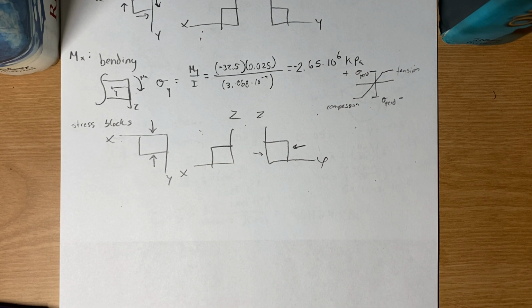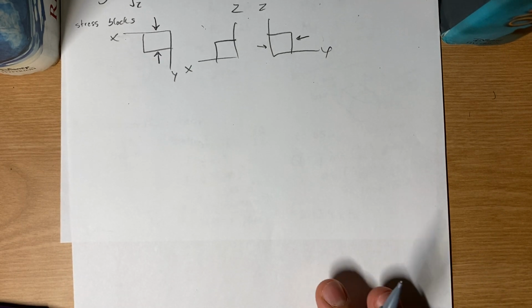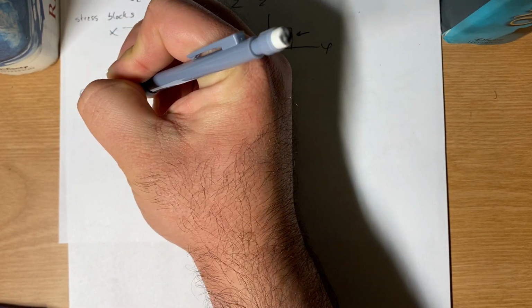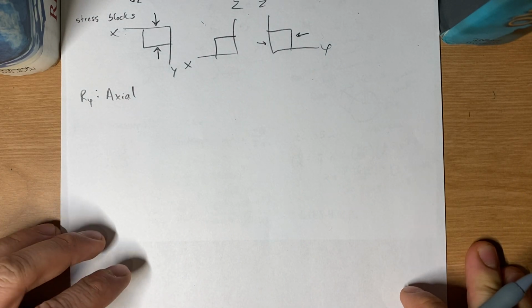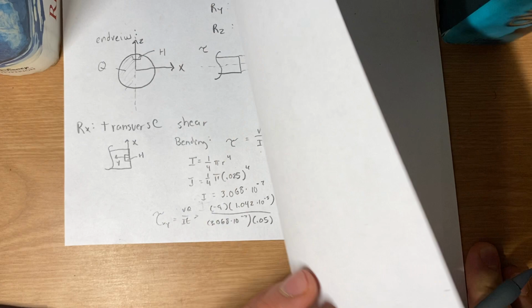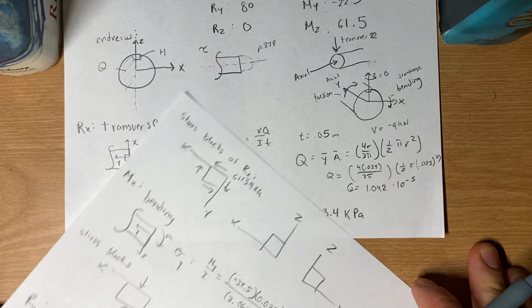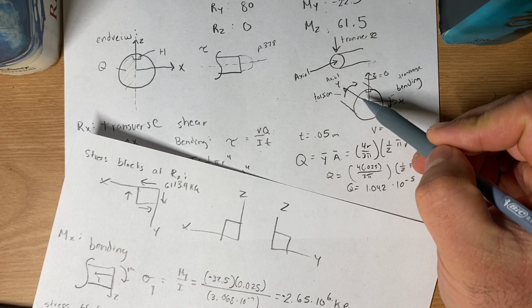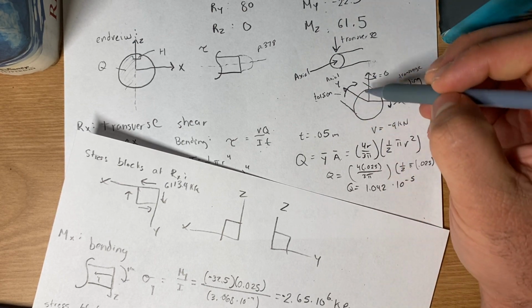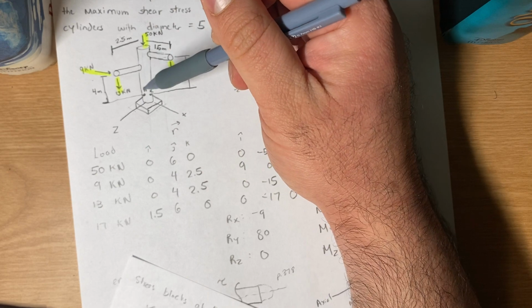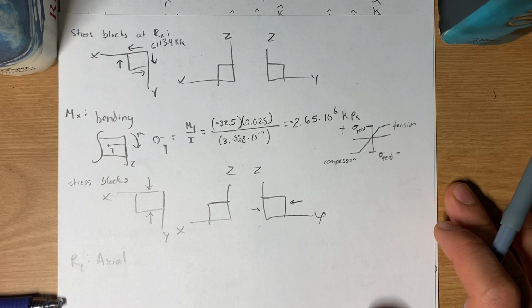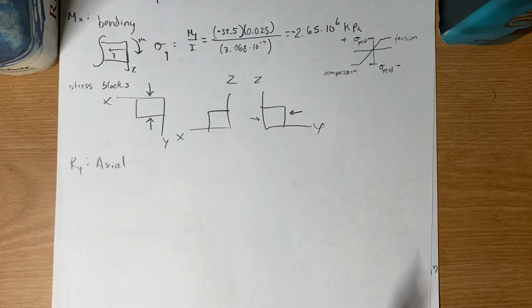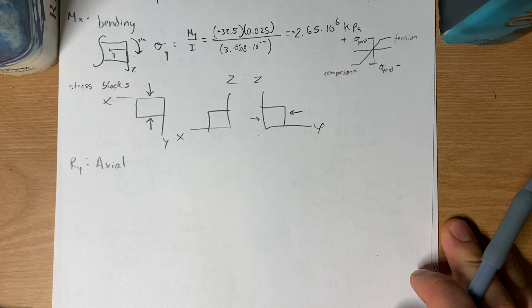And now moving on to my RY axial. So my RY, it is an axial stress because of what I defined right here. This is my point of interest right here, so it's going through it. So when it goes through it, that is my axial force, because it is going through my point of interest.